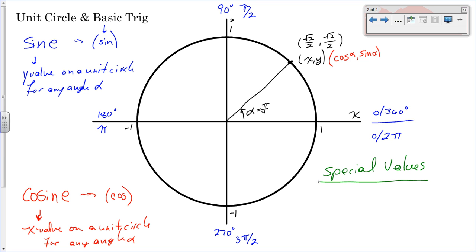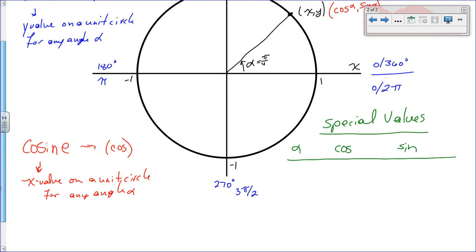All right, here's your special values. I'm going to give you an angle, then I'm going to give you the cosine of that angle and the sine of that angle. You'll want to remember this. You'll want to write this down.